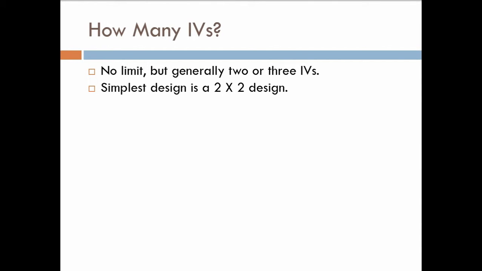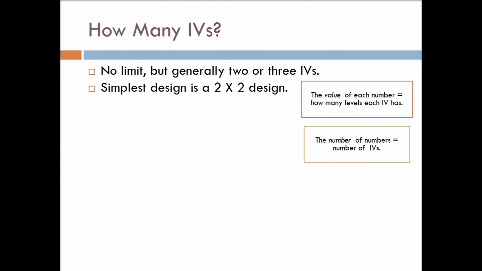The simplest design is a 2 by 2. That would be a direct doubling of the simplest design. So you have 1 independent variable with 2 levels, another independent variable with 2 levels. It's what we call a 2 by 2. The value of each of those numbers refers to how many levels each of the independent variables has. So we have 2 independent variables, each with 2 levels.